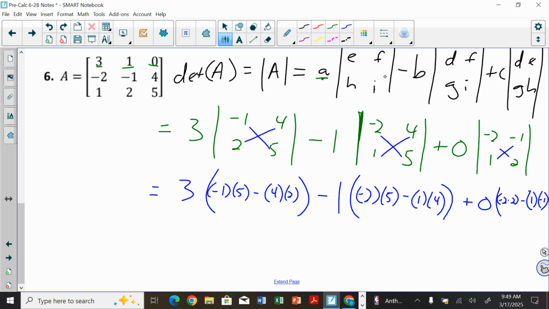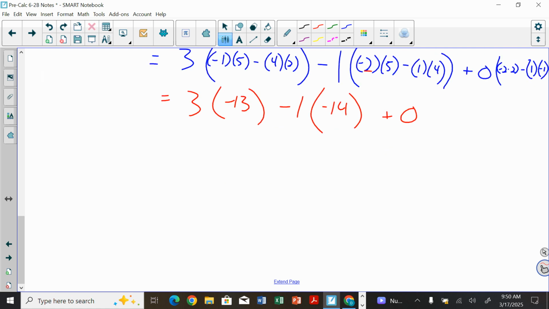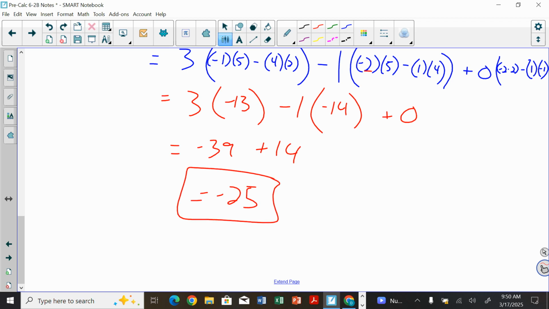All right, so now continuing here, we go with 3 times what's in the parentheses. I've got -5 minus 8, which is -13. Then I've got -1 times what's in the parentheses, which is -10 minus 4, which is -14. And then we know over here it's going to be plus 0, because anything times 0 is 0. So now I've got -39 plus 14, negative times a negative, which equals -25. That would be the value of my determinant.